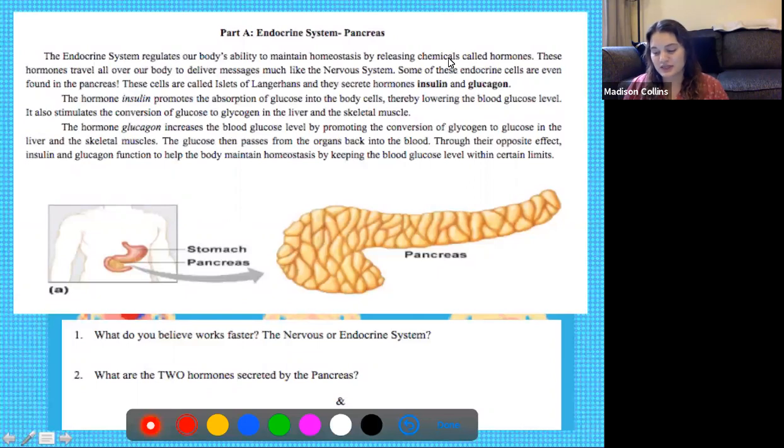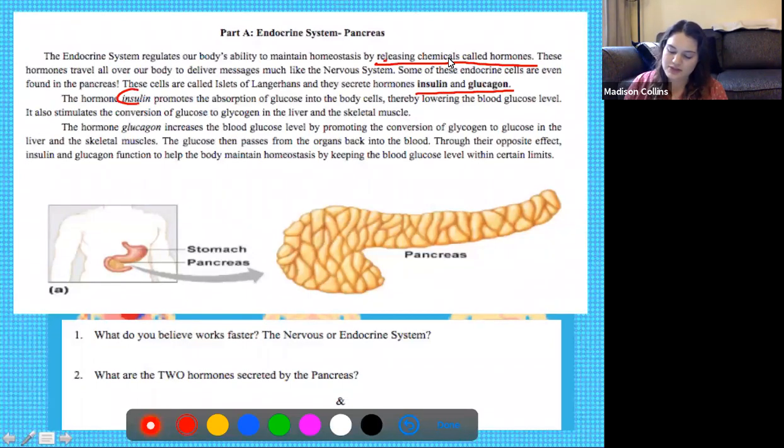Let's get to it. The endocrine system regulates our body's ability to maintain homeostasis by releasing chemicals called hormones. These hormones travel all over our body to deliver messages, much like the nervous system. Some of these endocrine cells are even found in the pancreas. These cells are called islets of Langerhans, and they secrete hormones like insulin and glucagon.